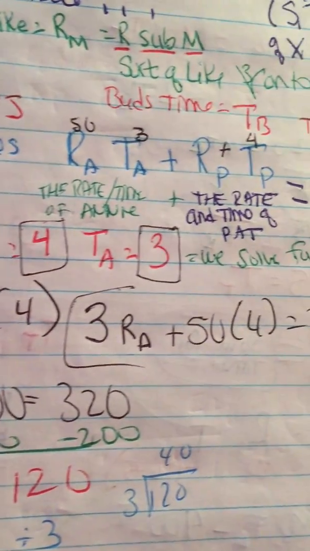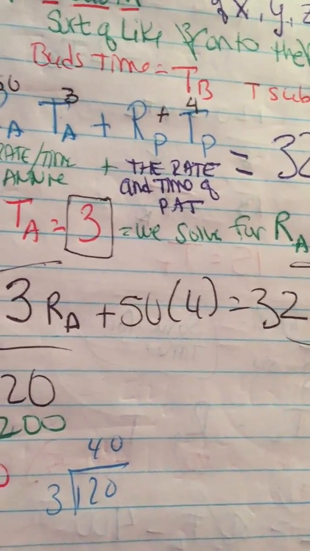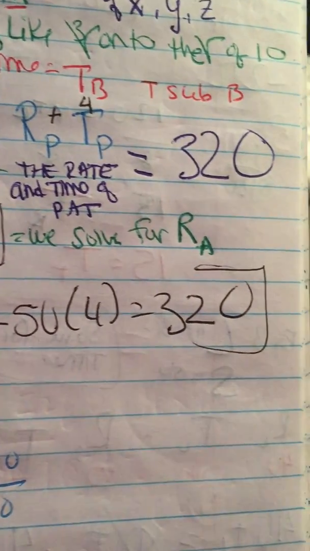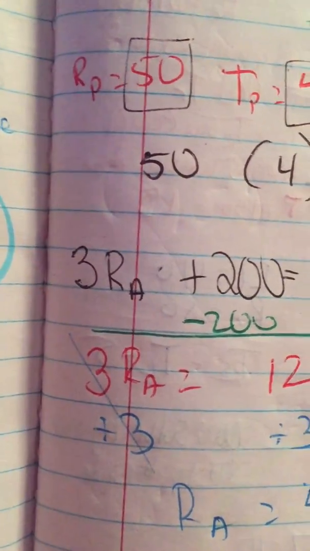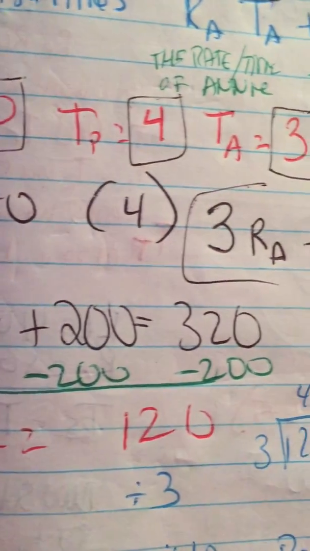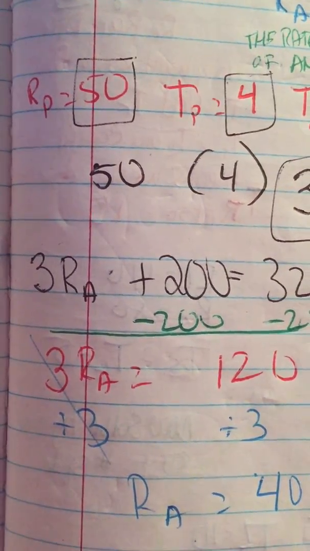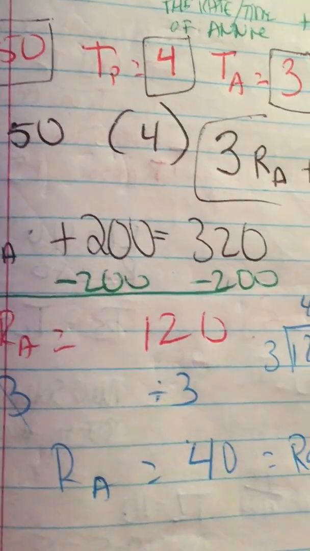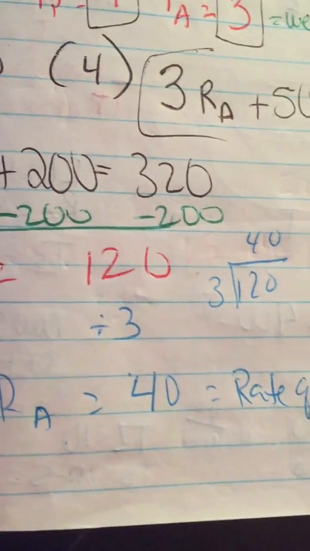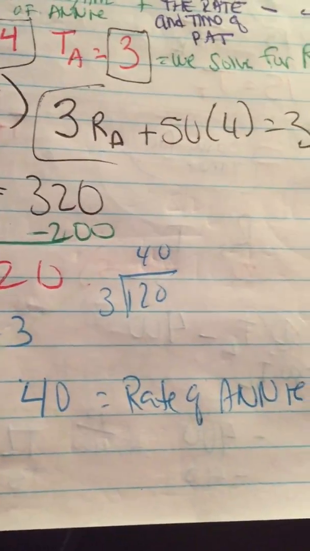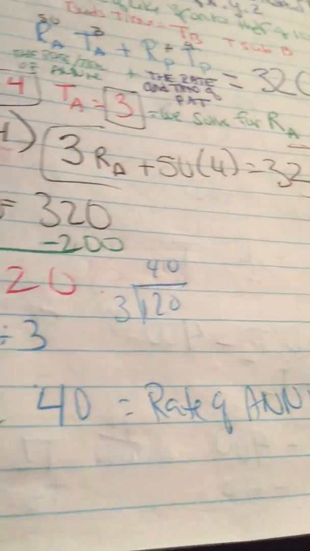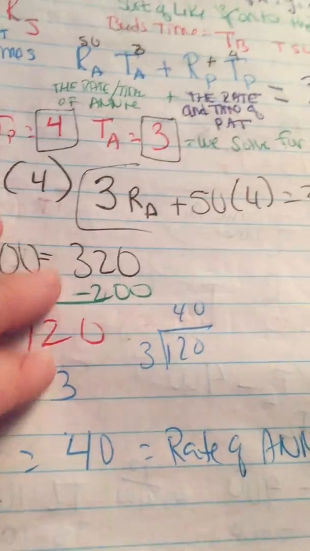So 50 times 4, and we're going to write it down as 3 RA plus 50 times 4 equals 320. 3 RA plus 200 equals 320. Minus 200 on both sides gives us 3 RA equals 120. Then we divide by 3 on both sides, and we get RA equals 40. So 40 is the rate of Ann.